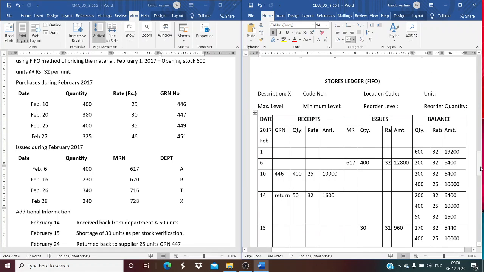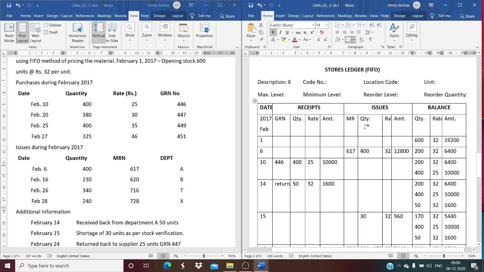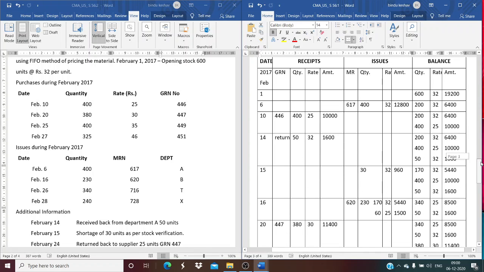Stores ledger, FIFO, the description, the material name is given, that's why it is written X, code number, location code, unit, maximum level, minimum level, reorder level, and reorder quantity. The different columns: date, receipts, issues, and balance. Receipts has different columns under that: goods received note number, quantity, rate, amount; issues: material requisition number, quantity, rate, amount; and the balance: quantity, rate, amount.